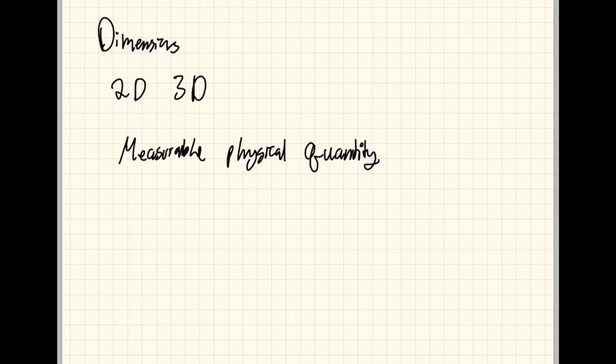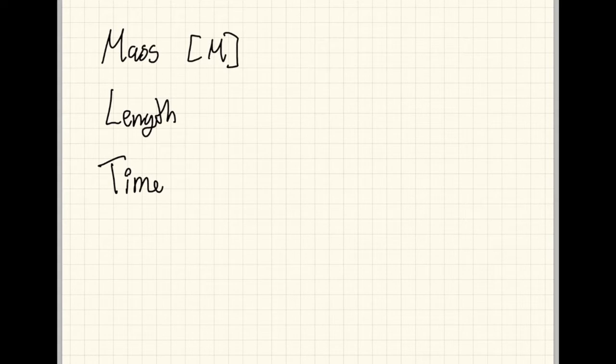In all unit systems, there are 7 base dimensions. For now, let's focus on 3 of them: mass, length, and time. Or, as an abbreviation, M, L, and T. All other dimensions, speed, force, acceleration, energy, are obtained by algebraically combining these base dimensions.